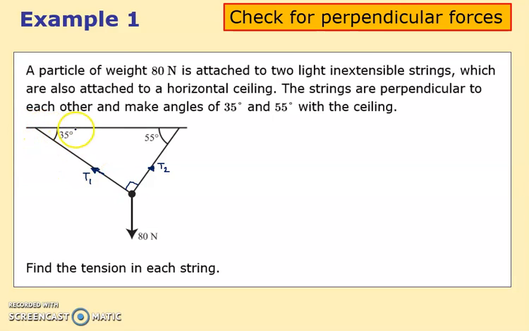And I suppose because of alternate angles, I can assume that this angle is alternate to this. This is 35 and this one is 55 degrees. Yeah, that makes sense. Find the tension in each string. Well, I suppose one thing we can do is resolve. It says check for perpendicular forces.